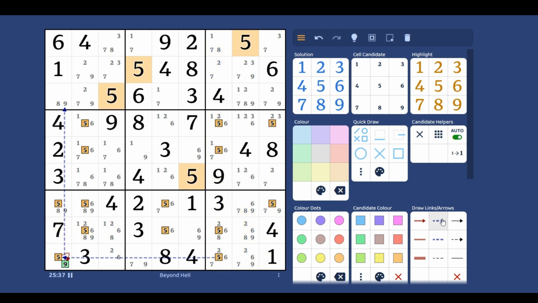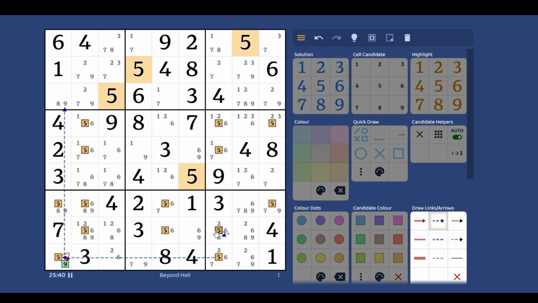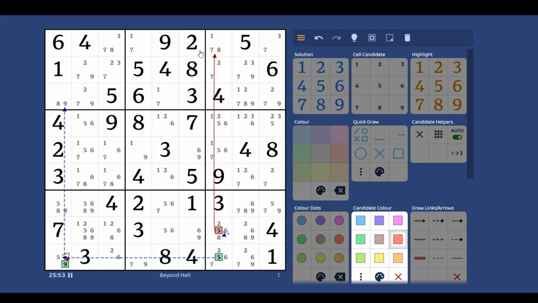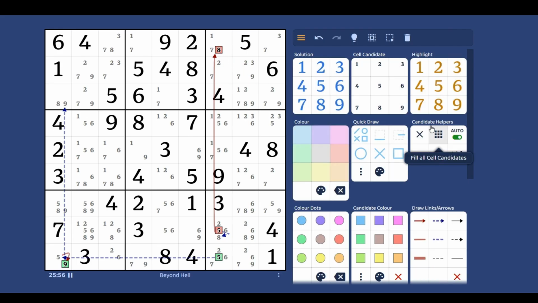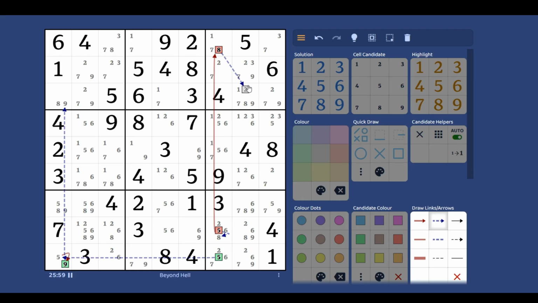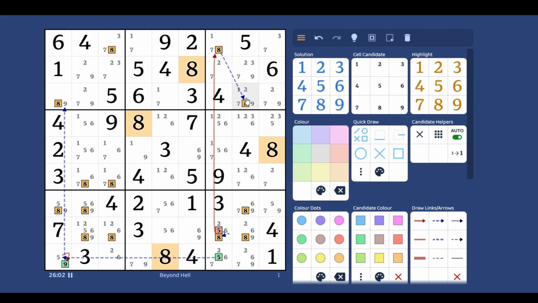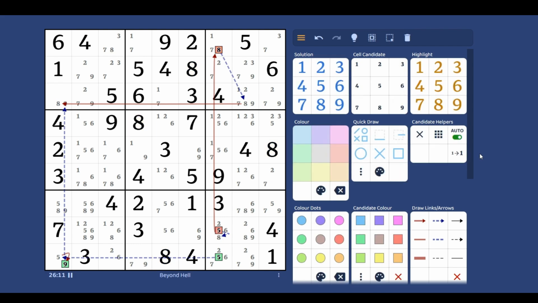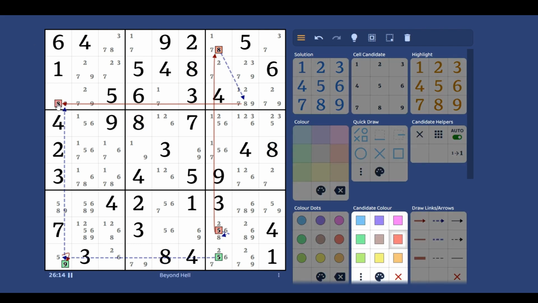If this 5 is true, well, we know this 8 must be false because this 5 is weakly linked to this 8. And this 8 is strongly linked to this 8, which is bilocal in the column. So this 8 must be true. So I'm going to highlight the 5 and the 8 in red here. And if this 8 is true, this 8 here must be false. And we could see this 8 is bilocal in the row with this 8 over here. And it is strongly linked to this 8. So this 8 must be true. And this 8 is weakly linked to this 9 right here.